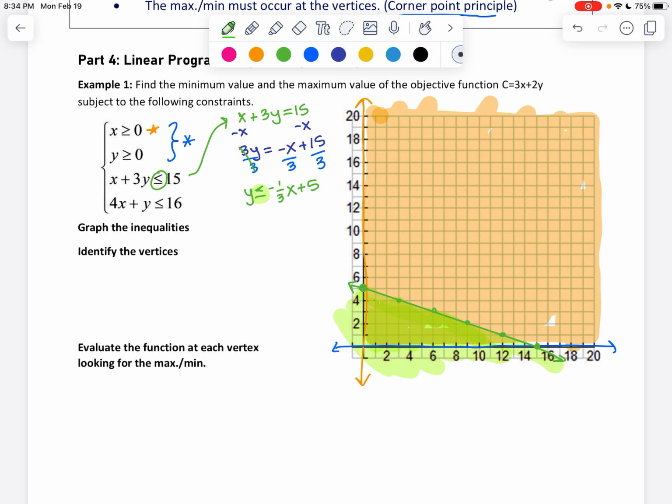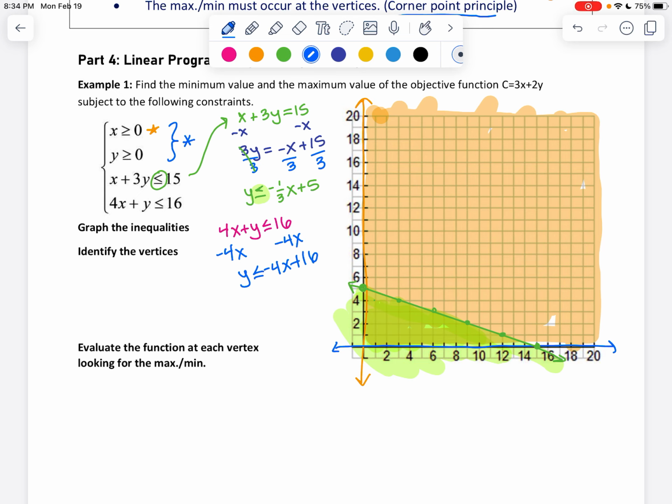Now we've got one more here, and that's the 4x plus y is less than or equal to 16. So I'm going to go ahead and solve this one. Now, just so you know, if you forget to bring that inequality over, you don't have to replace it with an equal sign. You can leave it as is. It's not going to give you much trouble either way. So we've got y is less than or equal to negative 4x plus 16, and that one is good to go. So we're going to go ahead and plot that.